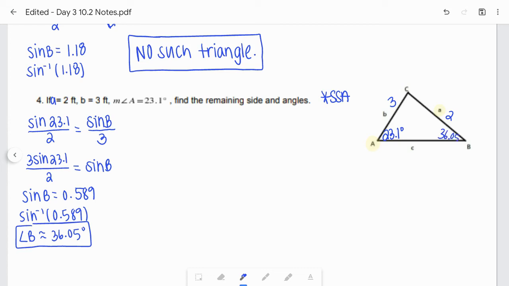So now I can find angle C. So angle C is equal to 180 minus 36.05 minus 23.1. So that tells us that angle C is going to be approximately 120.85 degrees.